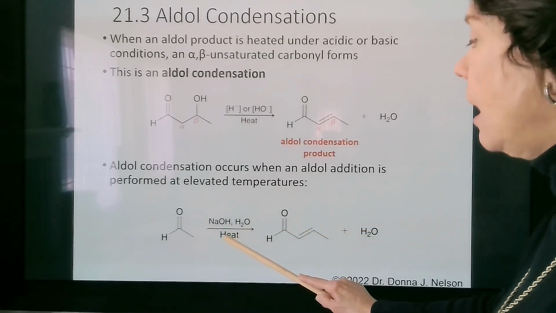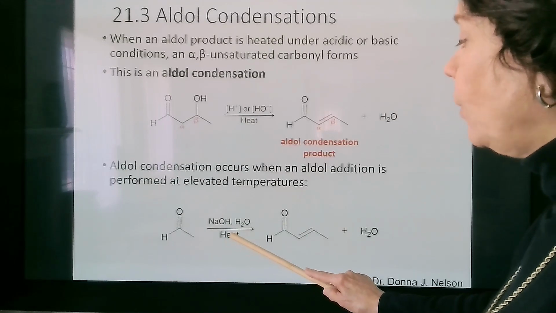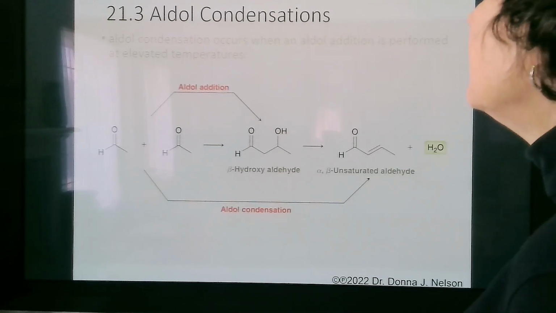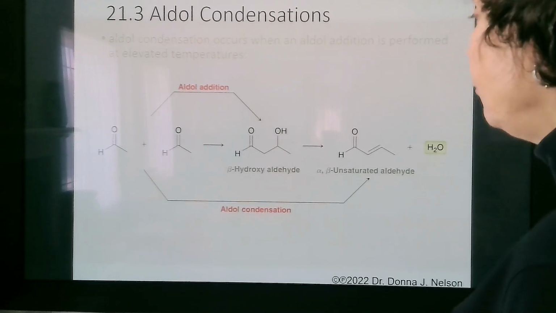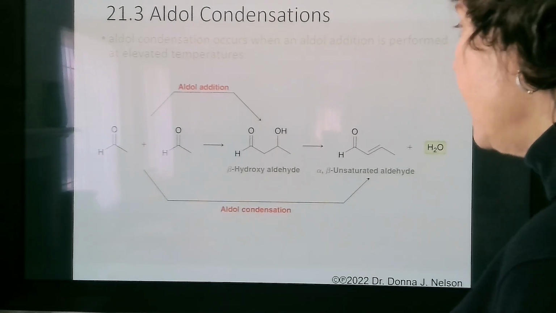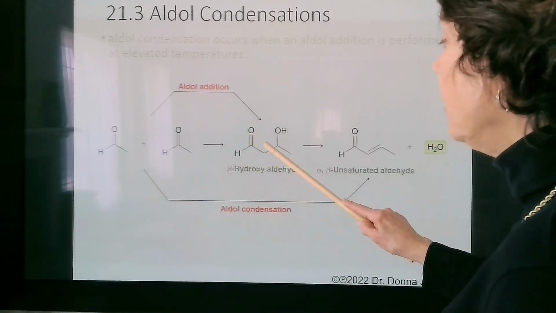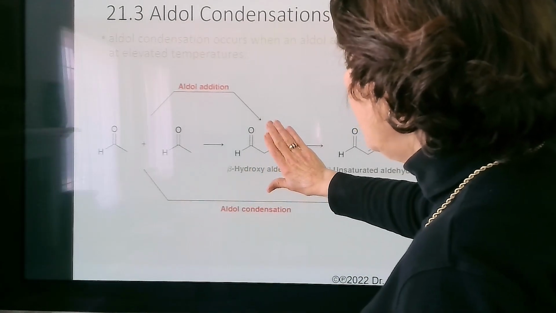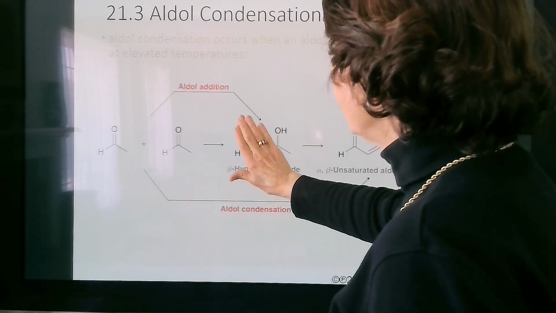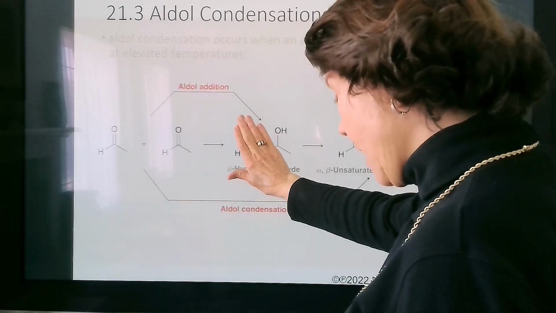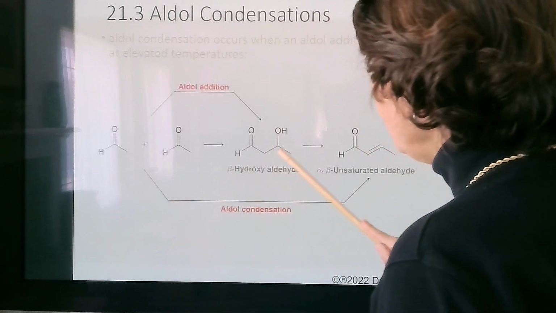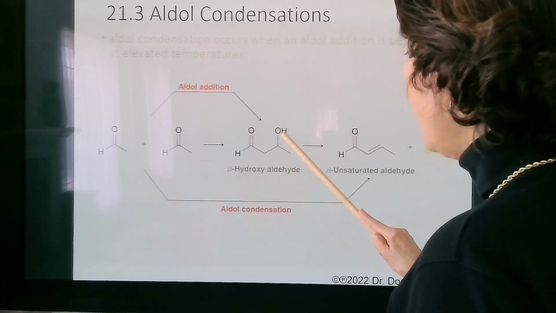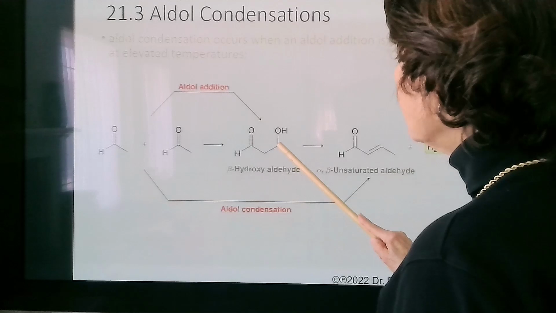And you achieve that with a little bit of heat. Sometimes no heat is needed. So here, this shows you the aldol condensation. Here the aldol addition is. You can see there's the first molecule of the aldehyde. Here's the second carbon skeleton of the aldehyde. So the new bond is formed right here. The alpha carbon attacks the carbonyl carbon.